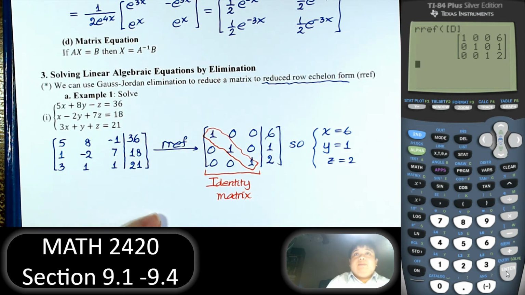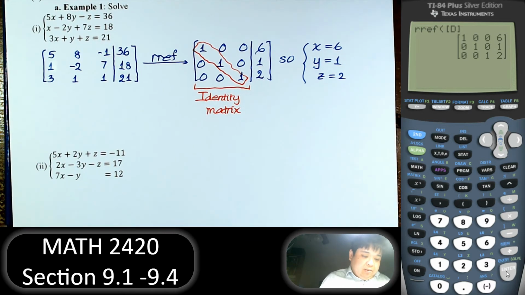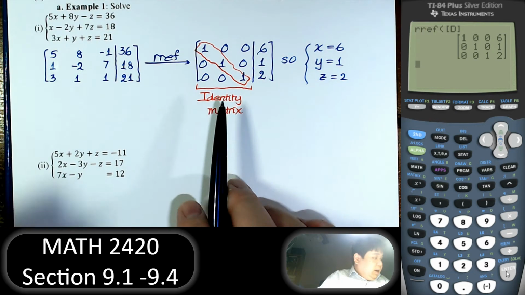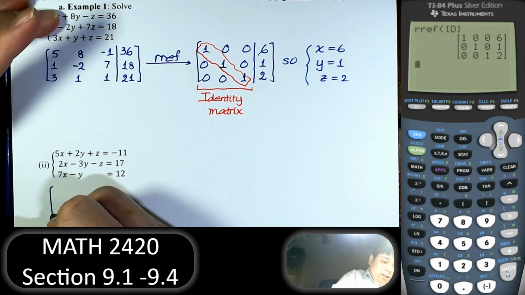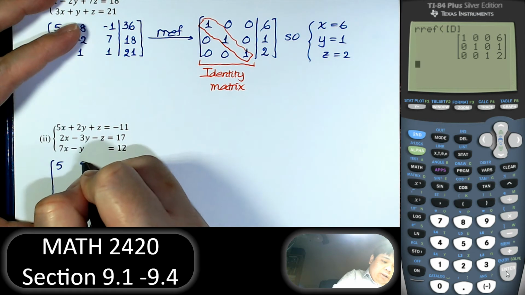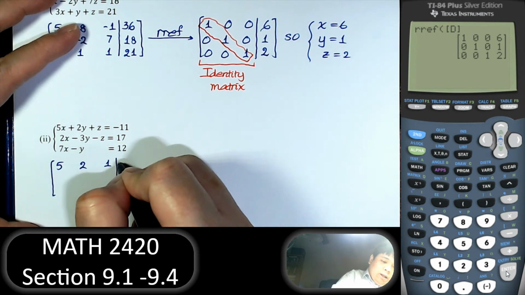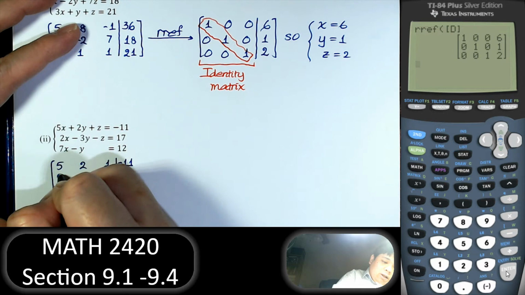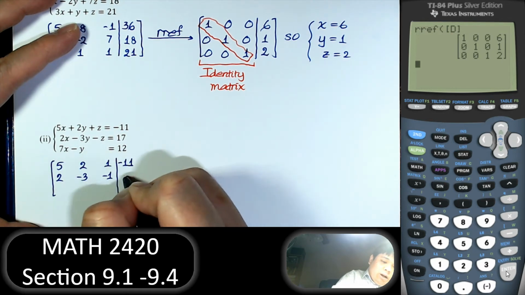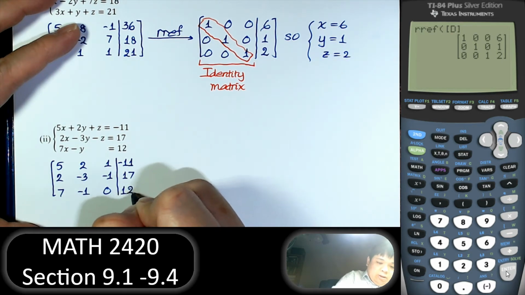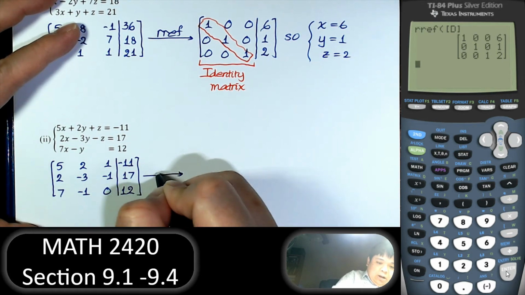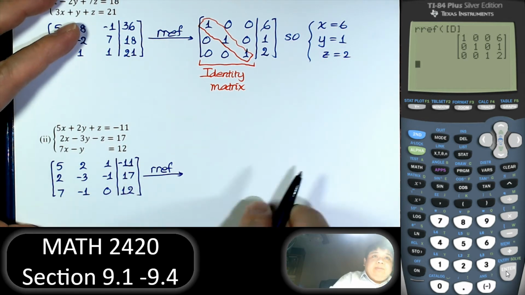We will use this a lot in this chapter. Same thing here. Put that in the matrix and then reduce row echelon form to get the solution. If we have the identity matrix, then there will be a solution. Right. So 5, 2, 1, -11, 2, -3, -1, 17, 7, -1, 0, and 12. Reduce row echelon form.